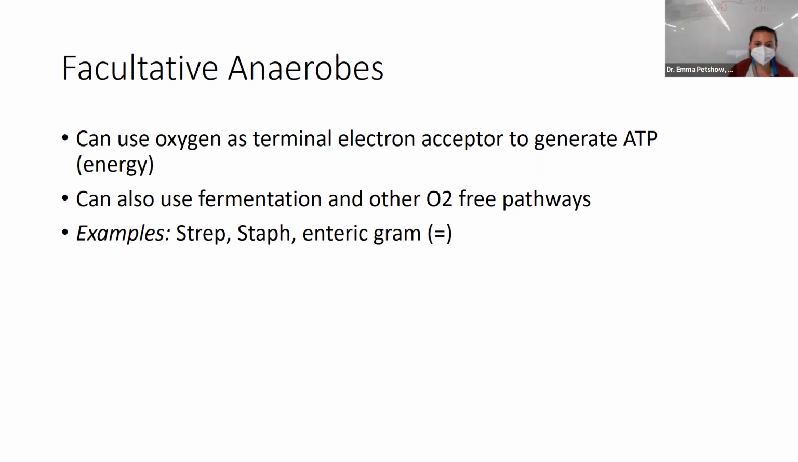These can use oxygen as a terminal acceptor, or they can use fermentation. So they can exist in oxygen-rich and lack of oxygen states. Your big groups are all of your enteric gram-negatives. That's the equal sign in parentheses that you can often refer to as negative. So strep and staph, which are gram-positives, and enteric gram-negatives, are all going to be facultative anaerobes.